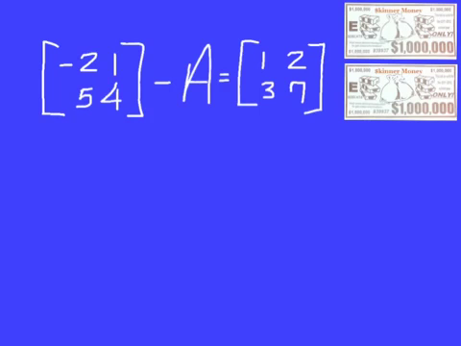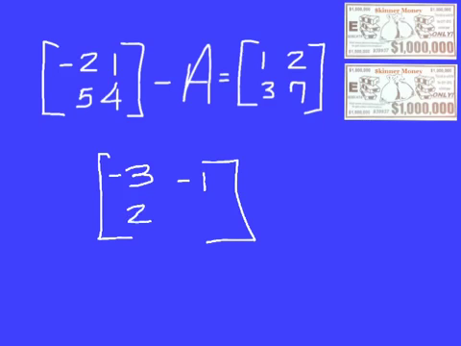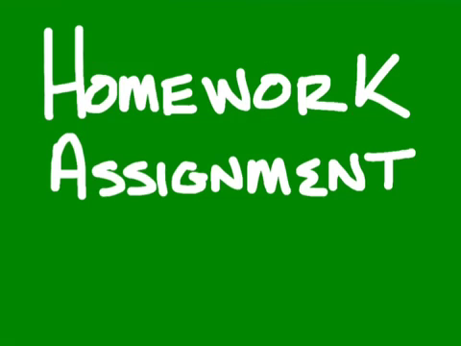The solution on this. Negative 2 minus A is a positive 1. So that would end up being a negative 3. And then 1 minus a number is 2. So that would be a negative 1. 5 minus a number is 3, so that's 2. And 4 minus a number is 7, so that's a negative 3.